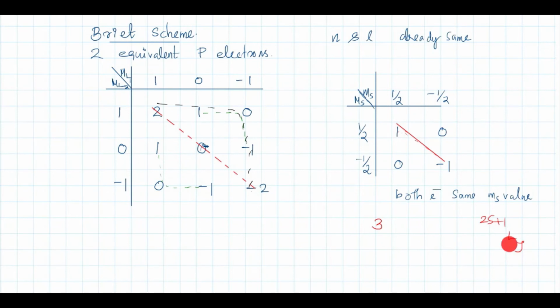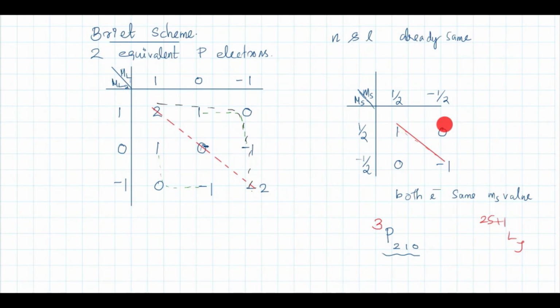Then what is the corresponding L value? For L value, you cannot take the diagonal positions. Then the remaining is 1, 0, minus 1. This combination, 1, 0, minus 1, is a part of P term. So you have to write 3P. For 3P, what are the possible J values? When S is equal to 1, L equal to 1, J value is 2, 1, 0. So once you have 3P, you can write the J values 2, 1, 0. So this is one of the possible spectroscopic terms. This is the only one with a triplet.